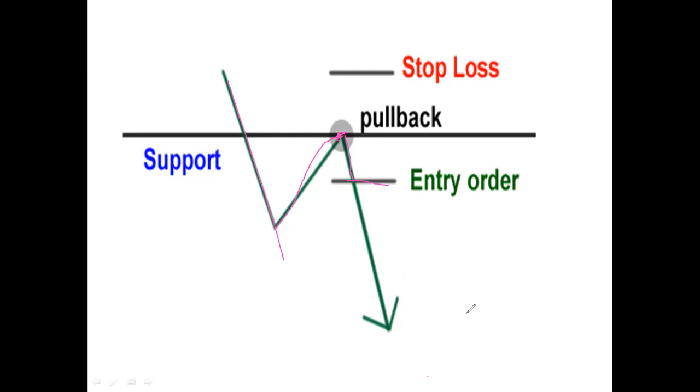So if it is a resistance, this is a resistance line. When price breaks through the resistance line, don't buy immediately. You need to wait for price to come back, test that resistance line that was broken, and then bounce off it again. And then once it begins to make its way up, you can join the buy. I'm actually going to show you all this on the chart very soon.